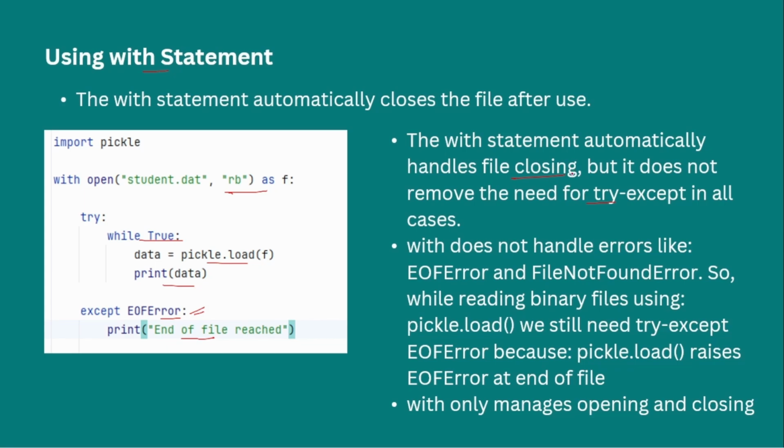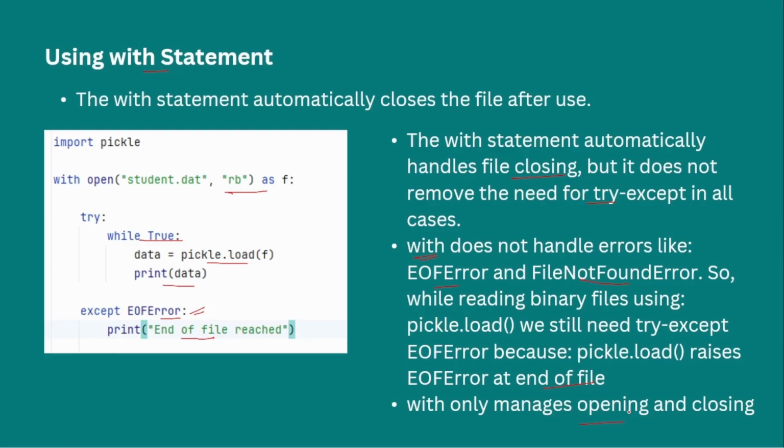Okay, so we don't have to explicitly write f.close when we are using the with statement, but we still have to use try and except for handling the end of file error. With does not handle errors like end of file and file not found error. So while reading a binary file using pickle.load, we still need try except EOFError, because pickle.load raises EOFError at the end. So even if we are opening the file with the help of with, we have to handle our end of file error or file not found error. With only manages opening and closing.